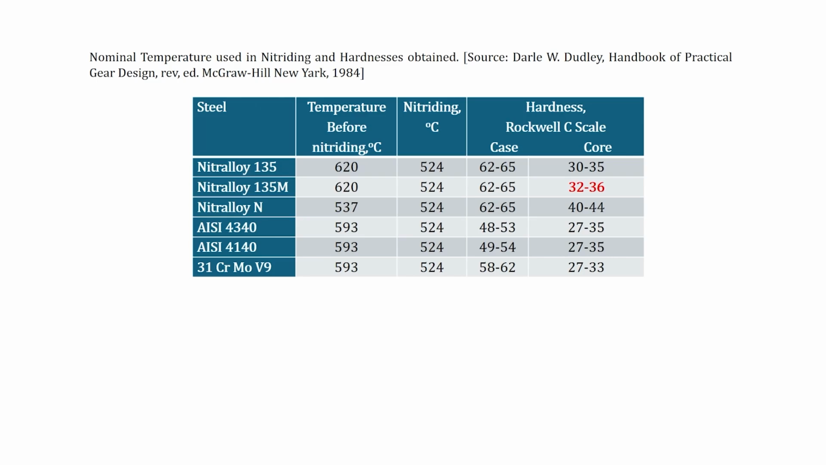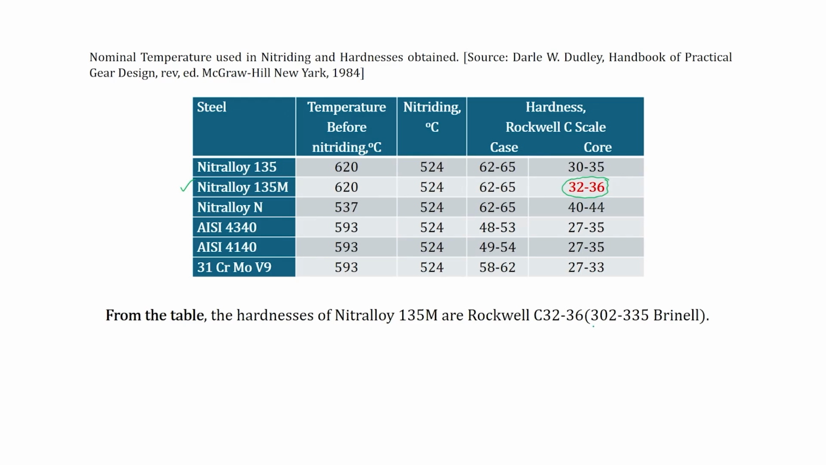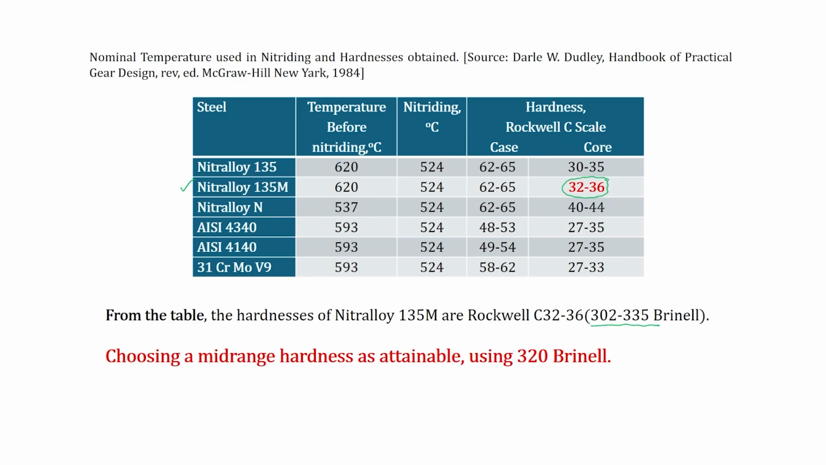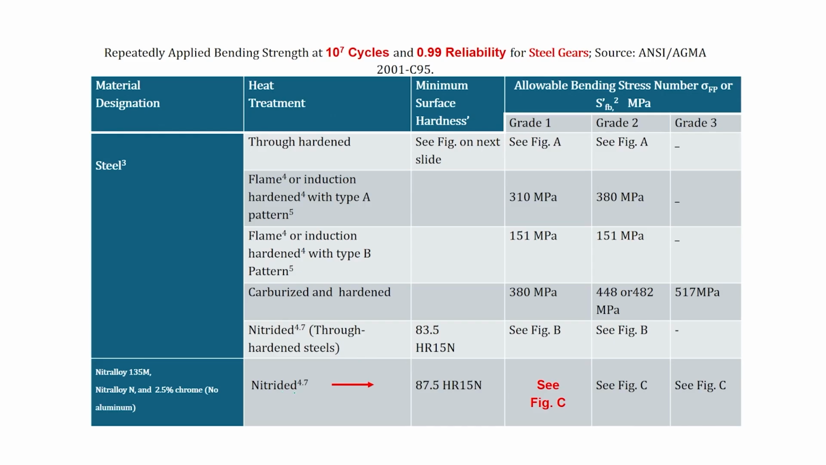Now, the material which we are going to use for the pinion and gear is nitralloy 135M, and for that the core hardness range is 32 to 36 HRC on the C scale, Rockwell hardness, and in Brinell it comes to 302 to 335. So, choosing mid-range hardness as attainable using 320 Brinell. For nitralloy, we have to use figure C to get the bending fatigue strength.